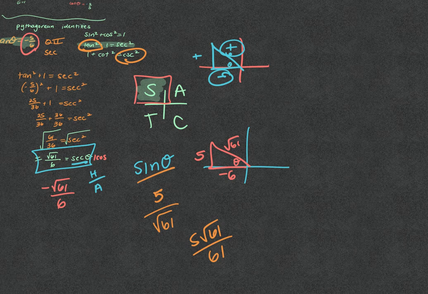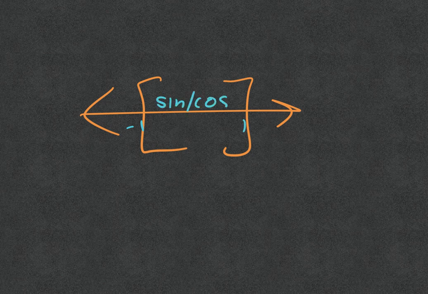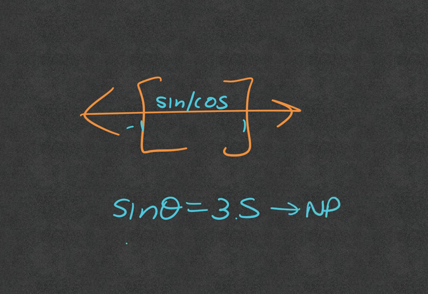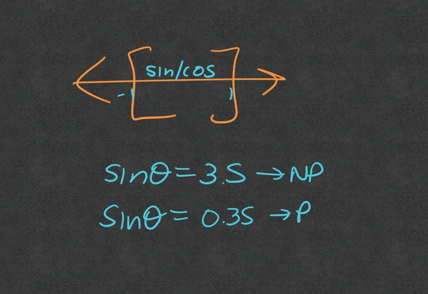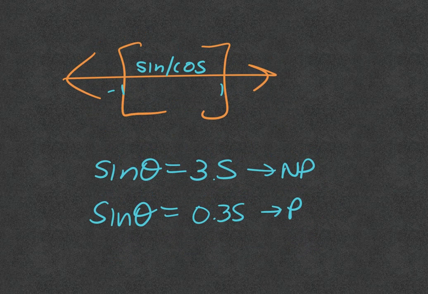Kylie: This is kind of off topic, but is there going to be ones in the quiz that are like, is this possible? Yes. How does the "is this possible" work? If it's sine or cosine, it has to fall between -1 and 1. So if it says sine of theta is 3.5, not possible. Sine of theta is 0.35, possible. Secant and cosecant are outside it.